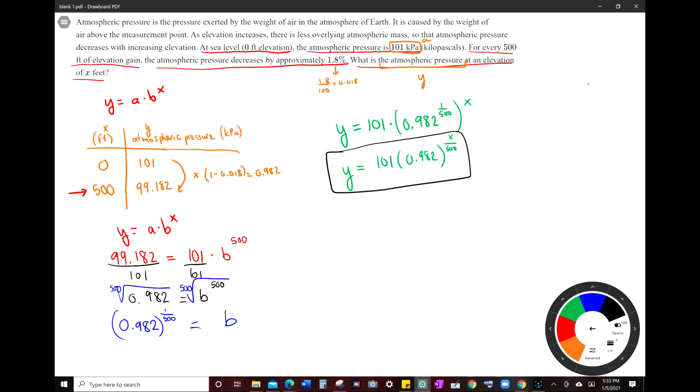Hopefully this video helped you understand a little bit more about exponential functions, and you can practice on this concept by yourself.